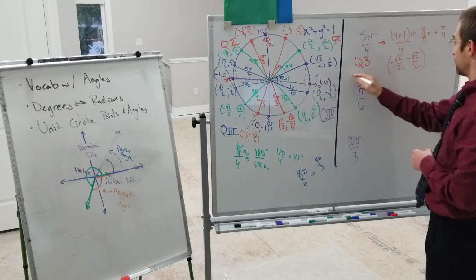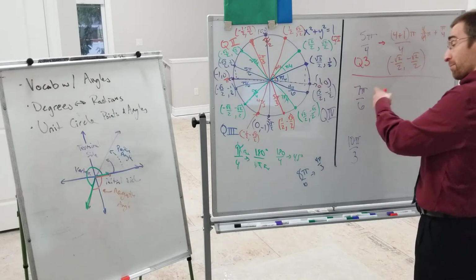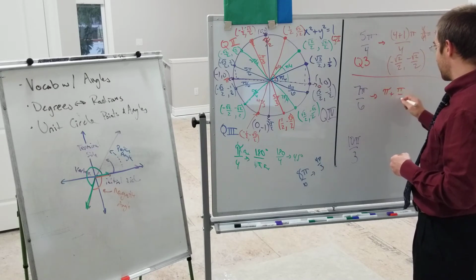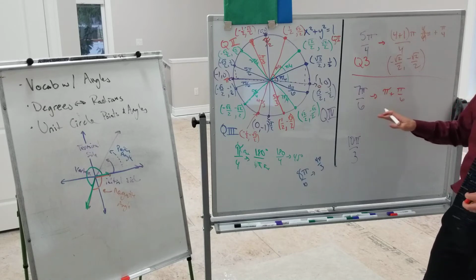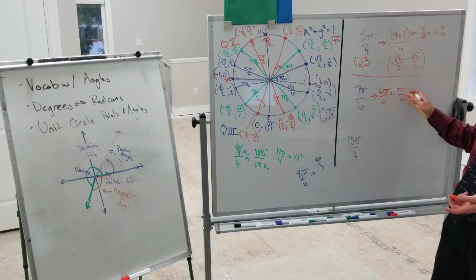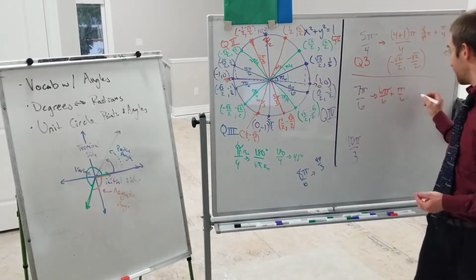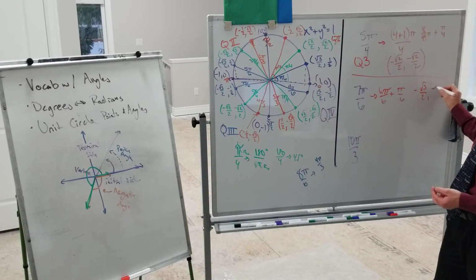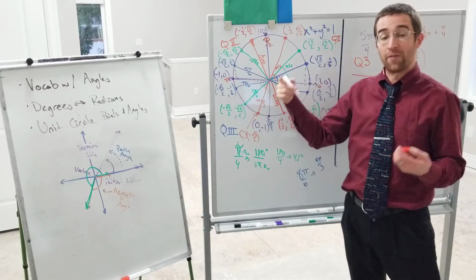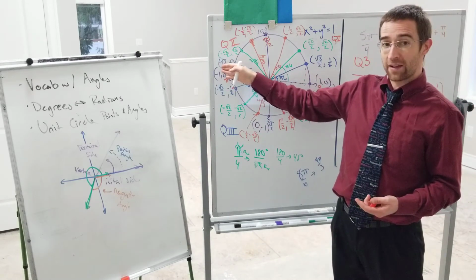Okay, 7 pi over 6, same idea. This is pi over 6 more than pi. This is pi plus a pi over 6, because 6 over 6 plus 1 over 6 is 7. So same thing. It's this pi over 6, but in quadrant 3. So it's negative root 3 over 2, comma, negative 1/2. It's those numbers, but negative, negative, because it's in quadrant 3. If it was 5 pi over 6, it's a pi over 6 above pi, so negative for the x, positive for the y.